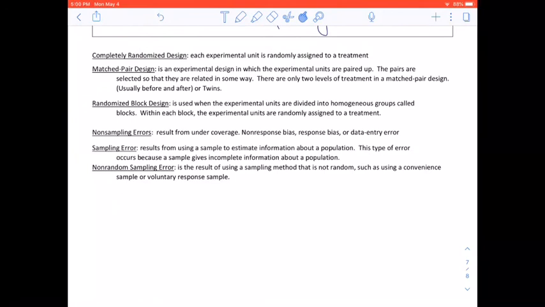Then we have different errors. So we have non-sampling errors, which result from undercoverage, non-response bias, response bias, or data entry errors. We have sampling errors, which result from using a sample to estimate information about a population. This type of error occurs because a sample gives incomplete information about a population. And then we have non-random sampling error, which is the result of using a sampling method that is not random, such as the use of a convenient sample or a voluntary response sample.